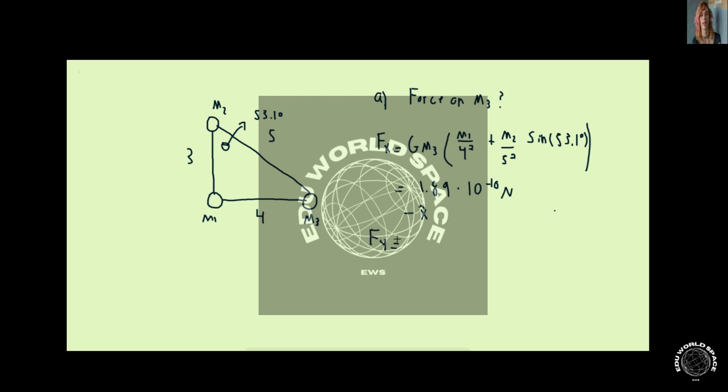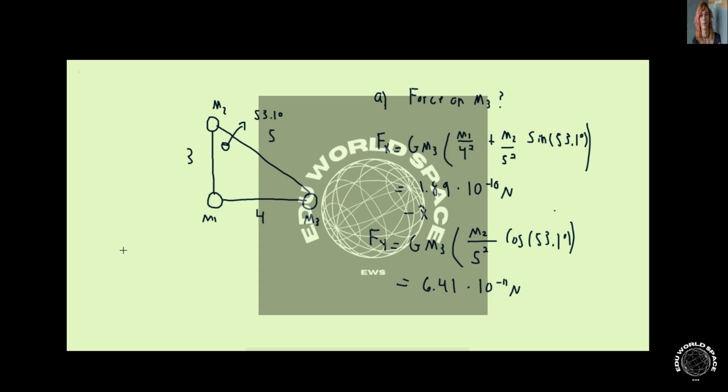So for the y force now, we do the same thing. We have G, m3, and then mass 1 is going to have no y force since it's parallel with m3, so we only have to worry about m2. So we have m2, its total distance is 5, and then square that again. And then rather than doing sine, now we want to do cosine to get the adjacent component of the force. So then cosine of 53.1. And we should get then that is 6.41 times 10 to the minus 11th newtons.